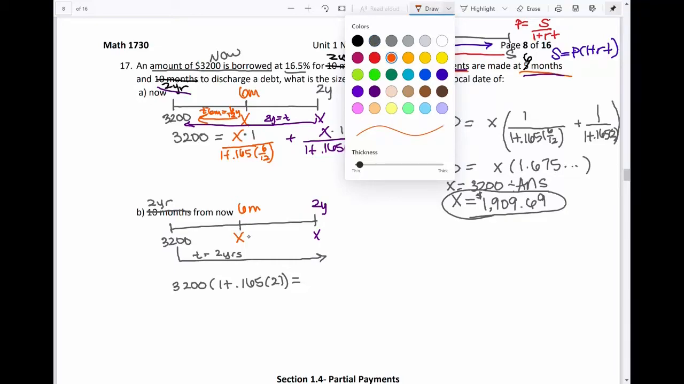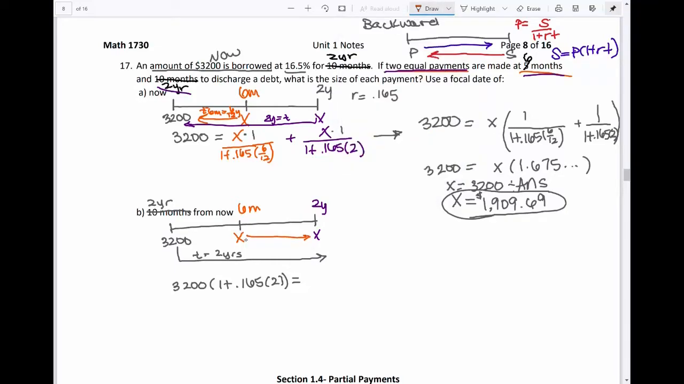Now our payment for the 6-month piece here, we're moving from 6 months to 2 years, so that means our t is going to be 18 months or 1.5 years, or you could use 18 over 12 years. Any of those would be fine. It is absolutely personal preference. So our equation would be x times parenthesis 1 plus 0.165 times, and then I'm just going to do months just to be consistent with what we've been doing in previous problems.